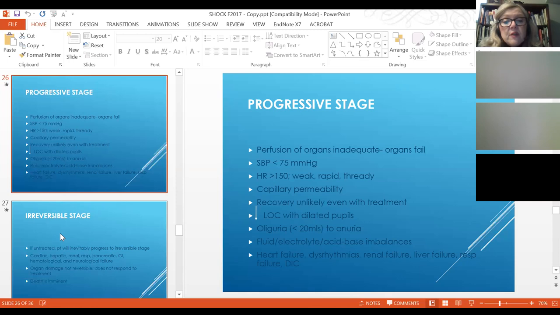The patient is experiencing oliguria to anuria. Remember that oliguria is urinary output less than 400 mils in 24 hours or less than 20 mils an hour. You're going to see fluid and electrolyte imbalances, and you're going to see a lot of cardiac dysrhythmias.